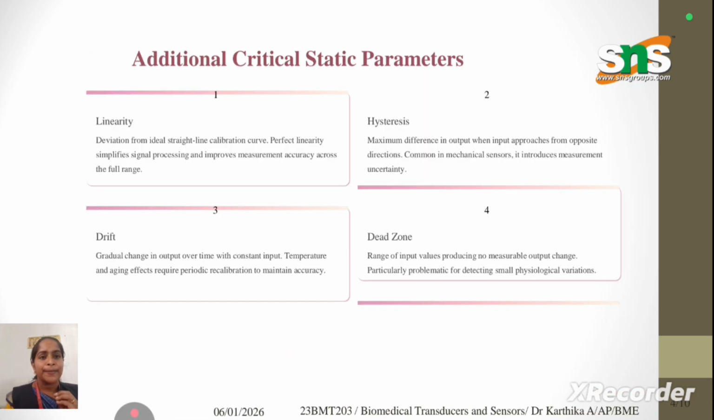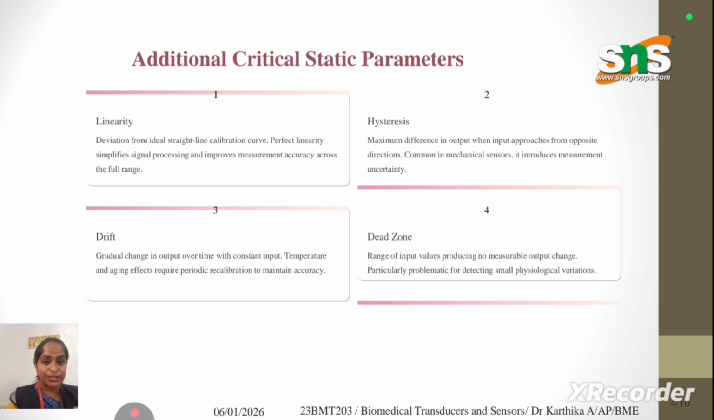Here we have additional critical static parameters, which include linearity, hysteresis, drift, and dead zone. Linearity is the deviation from the ideal straight line calibration, and drift is the gradual change in output over time with constant input. Hysteresis is the maximum difference in output when the input approaches from opposite directions, which is common in mechanical sensors and introduces uncertainty in measurements.